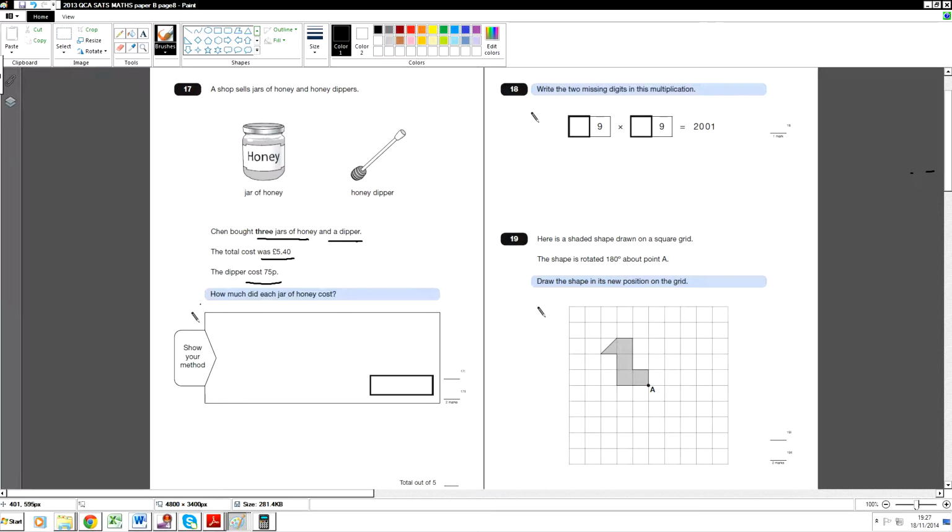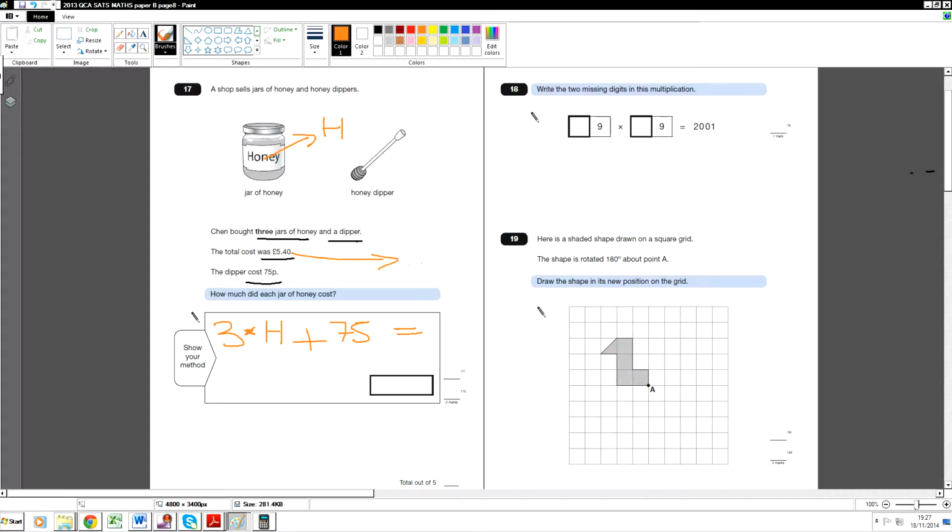So let's set that up as an equation. We said 3 jars of honey. Now the honey, we're going to represent that in algebra by H. So 3 times H, just to make it a bit simpler. And then we added how many dippers? 1 dipper. So the dipper cost 75. And what was the total cost altogether?